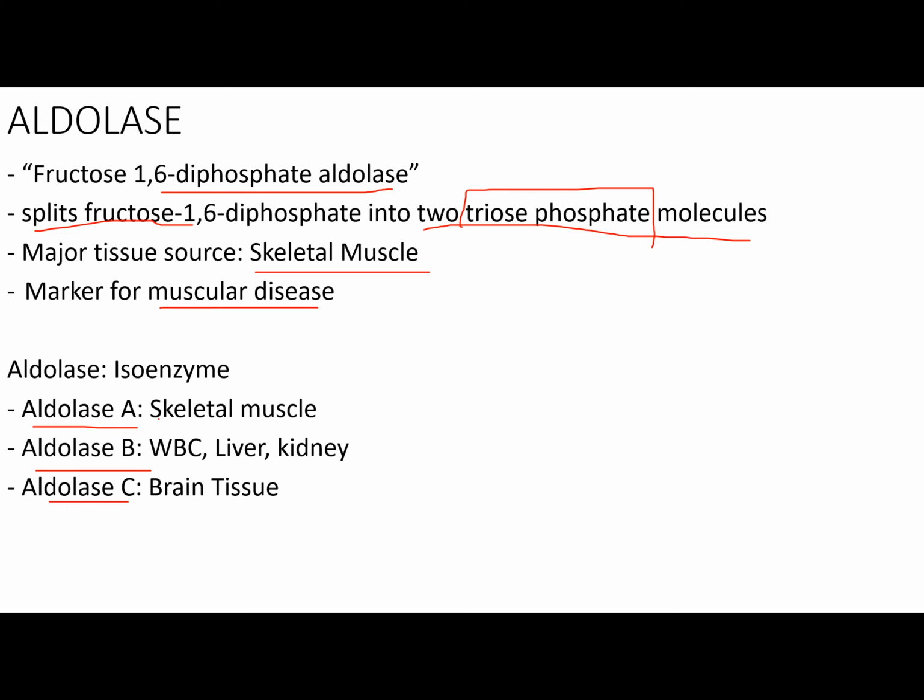Now, aldolase A isoenzyme is specific for the skeletal muscle. Aldolase B is for the WBC, liver and the kidney, and aldolase C is for the brain tissue.